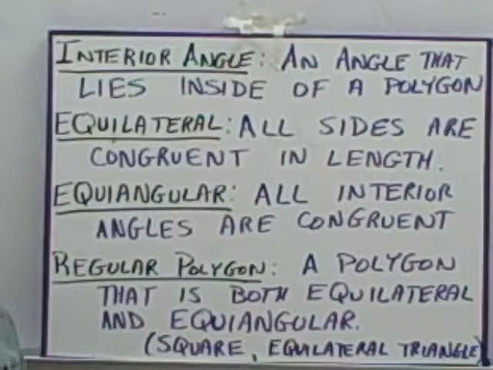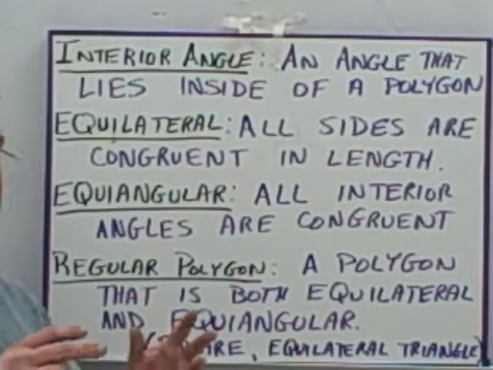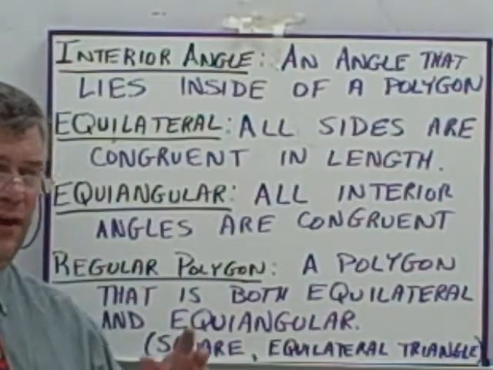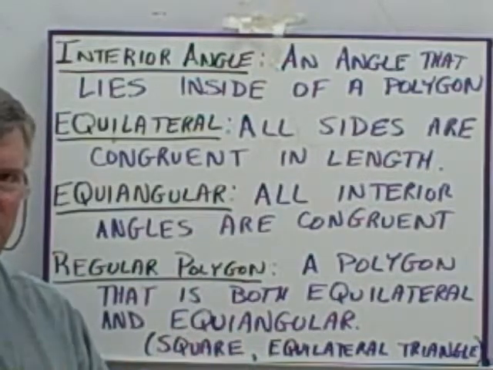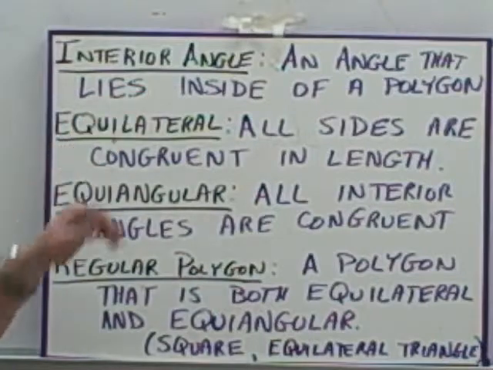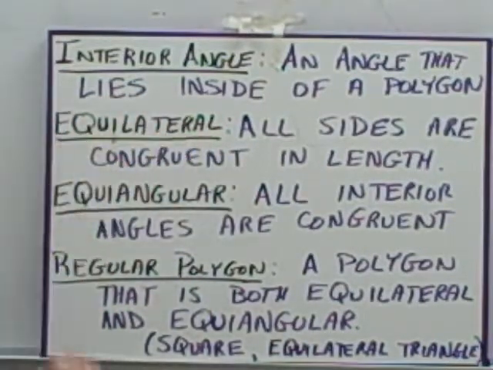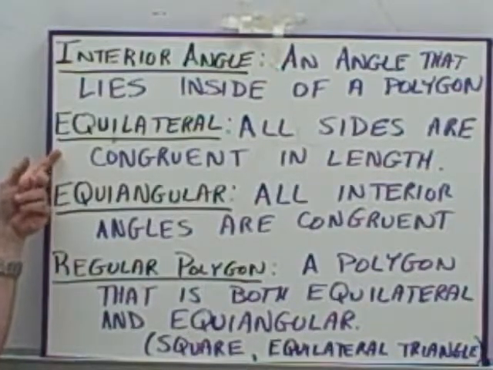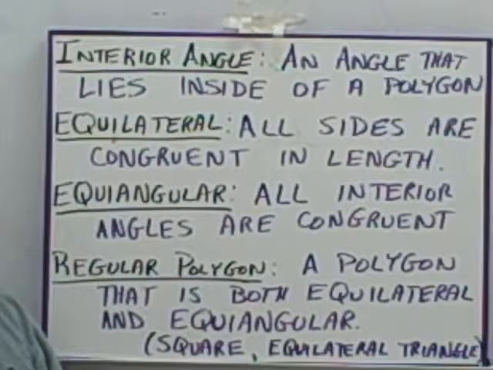Interior angles. Now, we did a lot with interior angles on triangles. When we did the triangles and rectangles and quadrilaterals, we talked about angles and how they all add up to a certain number. When I was talking about the angles, I was talking about interior angles. An interior angle is any angle that lies inside of a polygon. Equilateral. Now we know an equilateral triangle is one where all 3 sides are the same length and all 3 angles are the same.